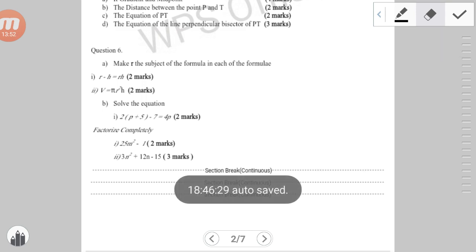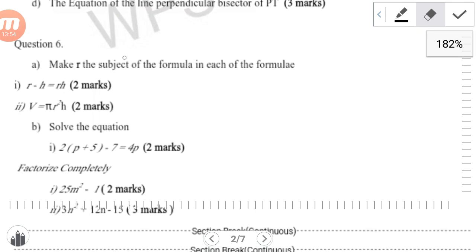All right, so here we are asked to make R the subject of the formula in each of the formulae that we have here. Okay, so the first formula that we have is R minus H is equal to RH, and the objective here is to isolate the R.